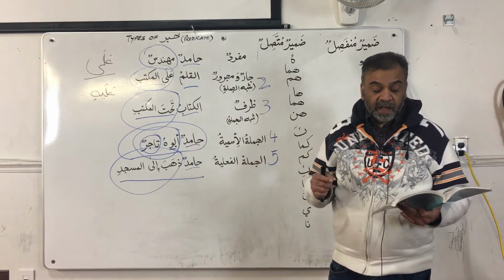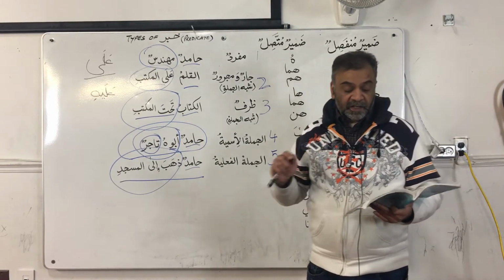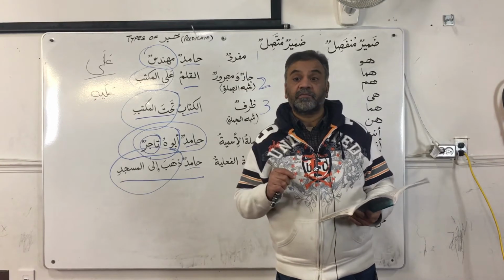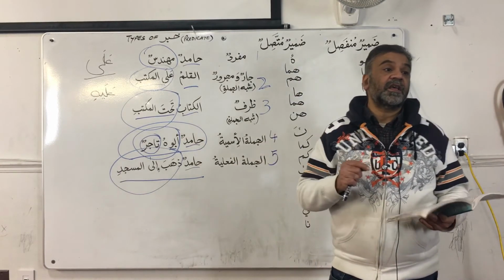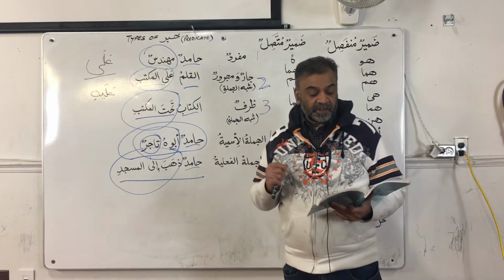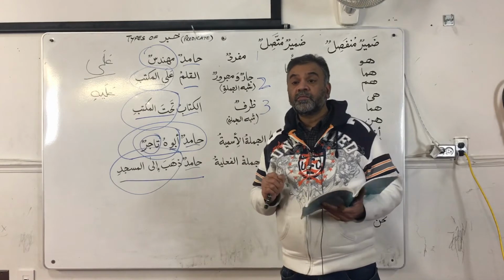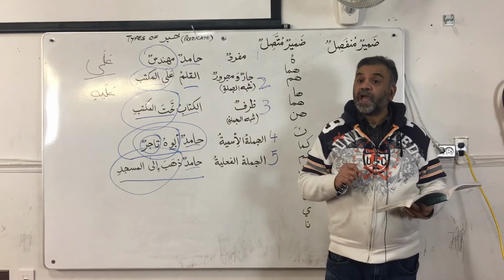Number 5, aina ummuka, where is your mother? Then you would say ummi, my mother, fil Yabani, is in Japan. Number 6, alaka akhun, alaka akhun, do you have a brother?